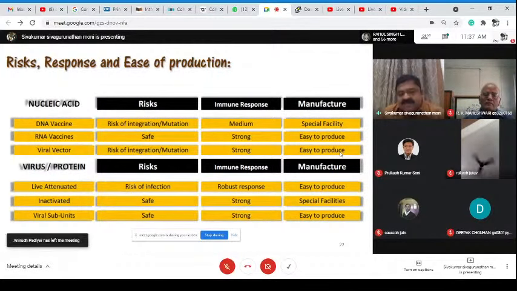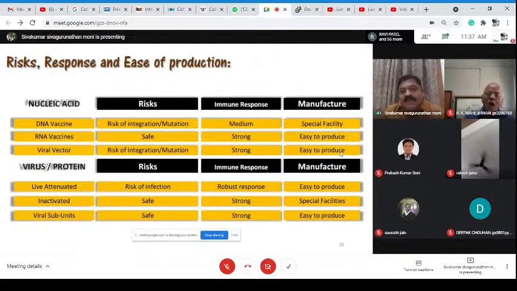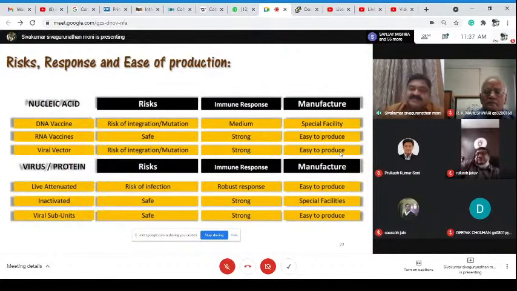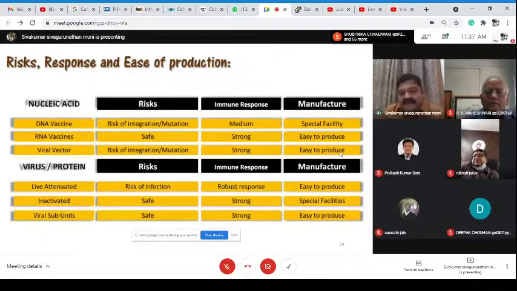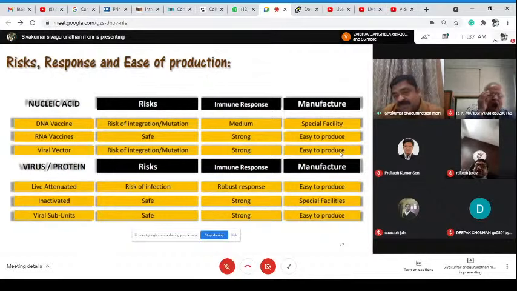Live attenuated, inactivated viral vaccines and viral subunits: with live attenuated vaccines, the risk of reformation of the infectious state is very easy. So the storage condition is much more important here. Inactivated vaccines and viral subunit vaccines have quite less risk, and are quite safer when compared to live attenuated vaccines. So a strong, robust immune response is attributed to inactivated and viral subunit vaccines. However, live attenuated is strong enough to develop the specific immune response.